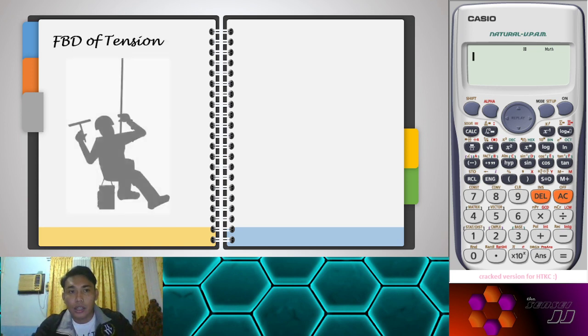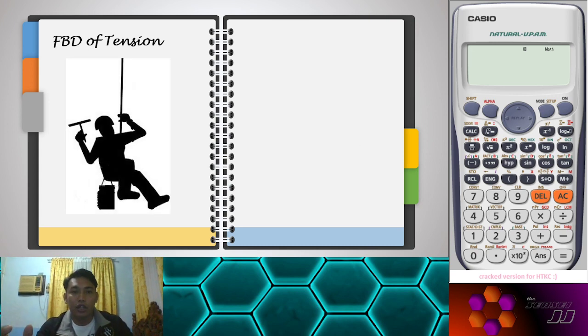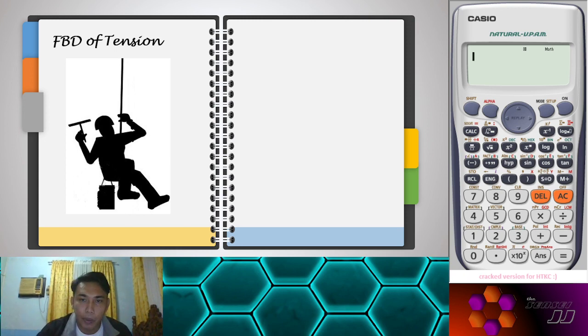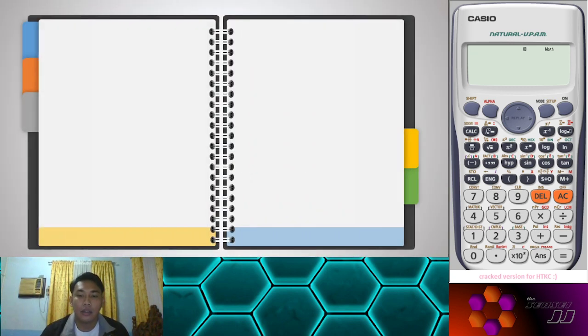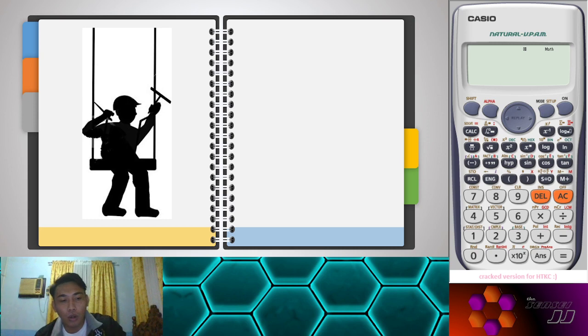Okay, so we have here another free body diagram, but this one is for the tension. As you can see, guys, we have a person suspended in air. So the weight of the person depends on the gravity, and then the tension is also the same as our weight. But wait, guys, this is just a single string. Now we will proceed to a double string.